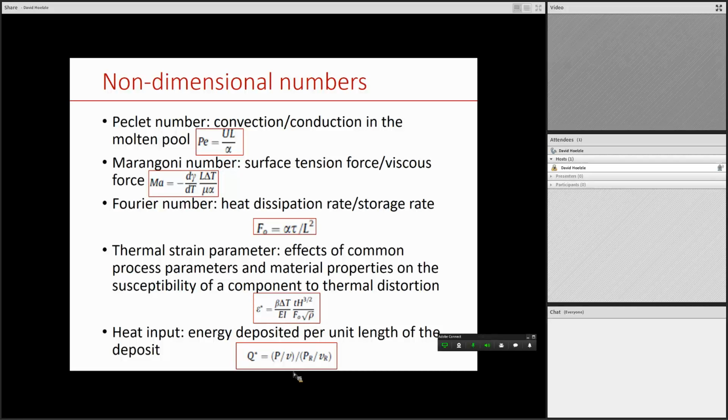The description is the effective combination of process and material properties on the susceptibility of the components to thermal distortion. I think this involves a lot of variables, so I didn't quite get that. Then heat input is straightforward.